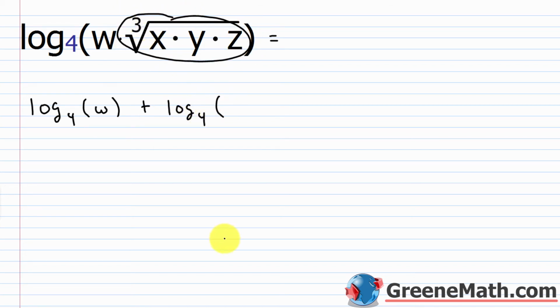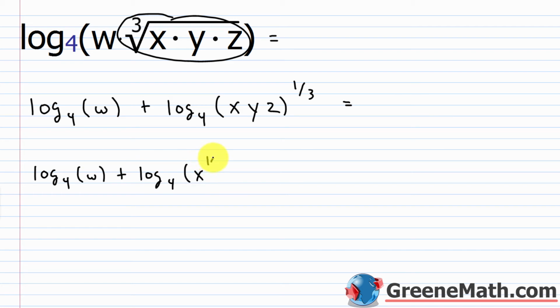So I'm going to use a fractional exponent here. The cube root of something is like raising it to the 1/3 power. So x times y times z to the power of 1/3. Now I'm going to take this 1/3 and individually raise those factors to that power. So in my next step, I'm going to say this is log base 4 of w plus log base 4 of x to the power of 1/3, y to the power of 1/3, z to the power of 1/3.